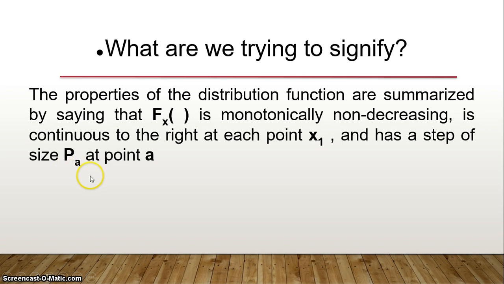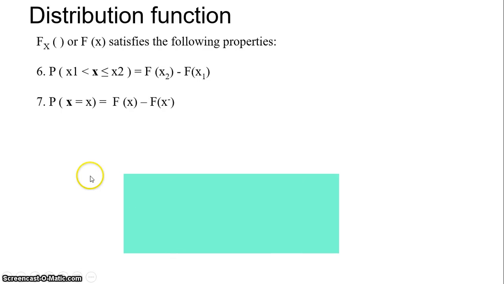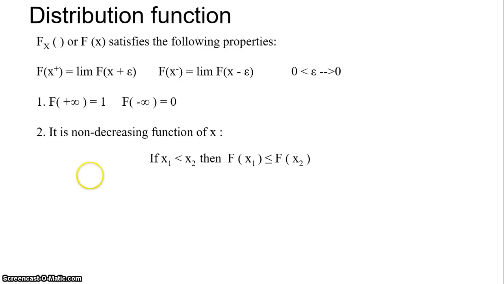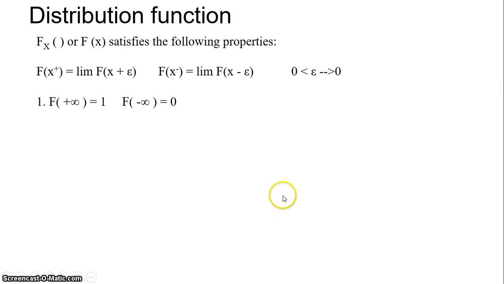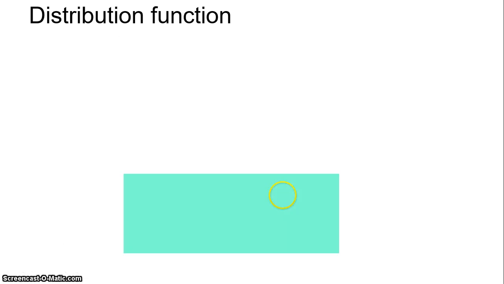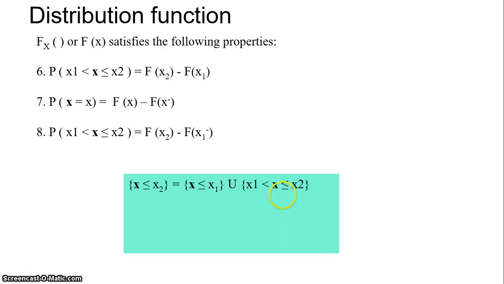So we have already seen where the step value is in the first figure. We have seen the values. 1 by 4 is actually P of s1 equal to 1 by 4, and 3 by 8 at 0.5, and at 1.5 it is equal to 1 by 2. Okay, so this is actually the importance of distribution function.